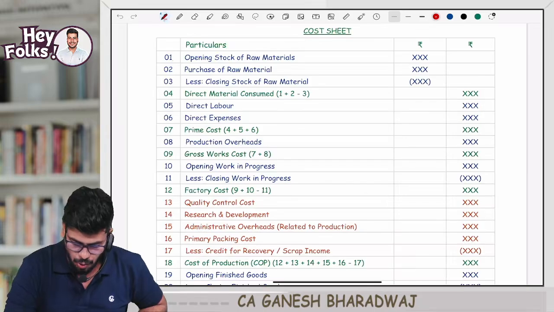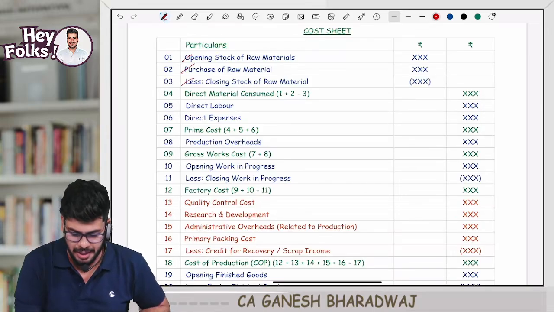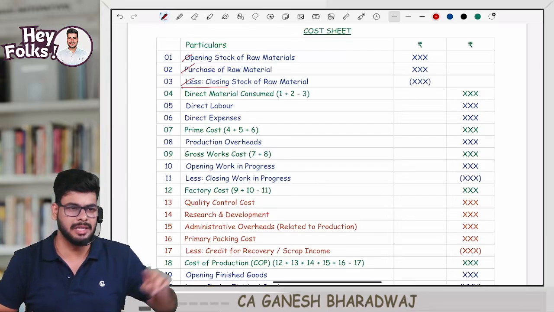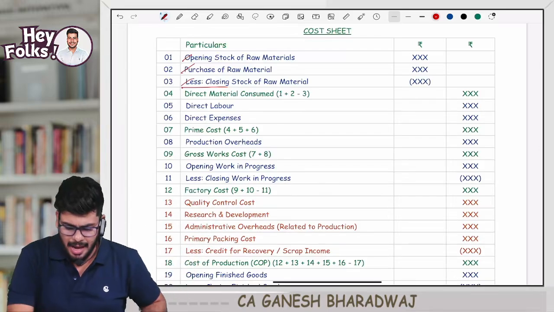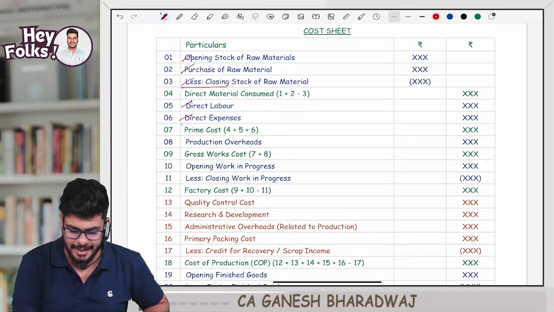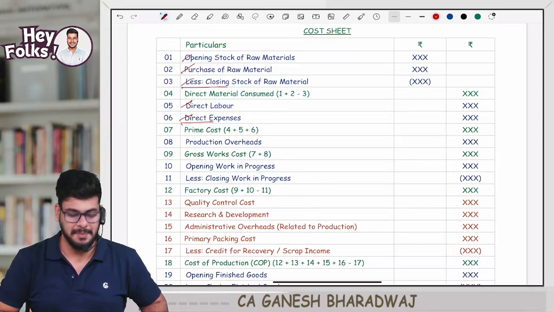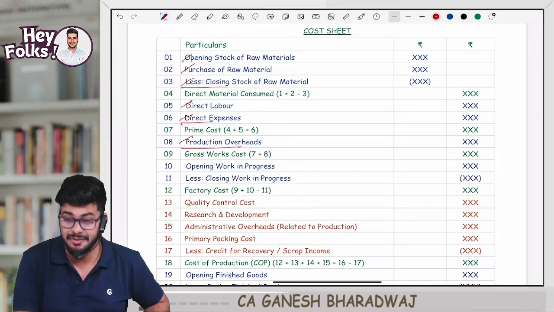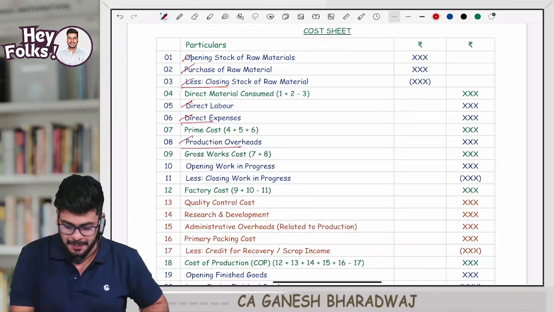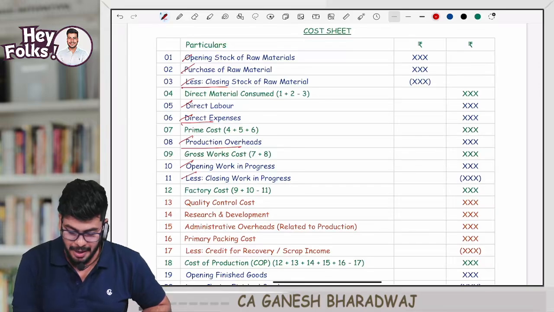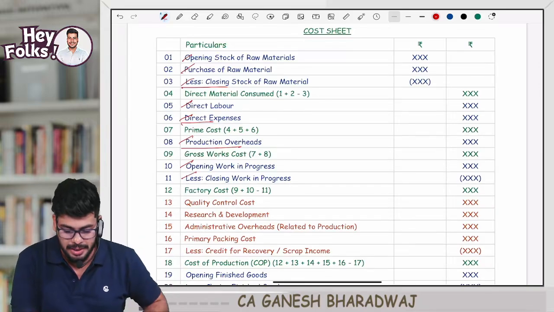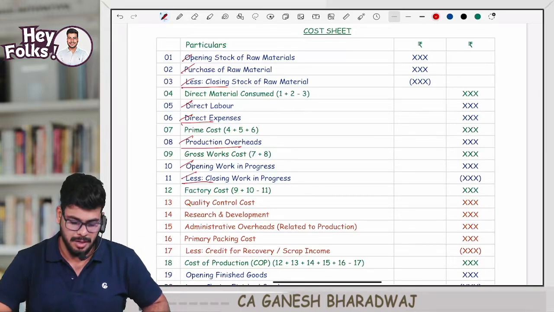Now you look at this here. It's going to be opening stock of raw material plus purchase minus closing stock of raw material gives you what? Direct material consumed. Any issue? It's the same. Add your direct labor, add direct expense, gives you what? Prime cost. Now add your production overheads, gives you what? Gross works cost. Add opening WIP minus closing WIP. They call this the factory cost.